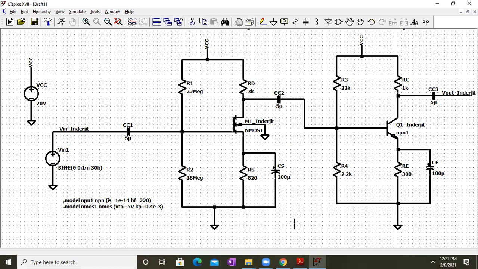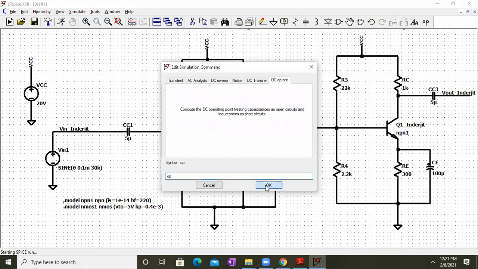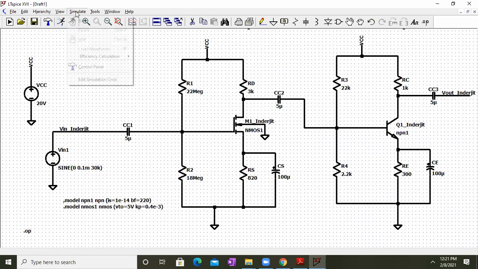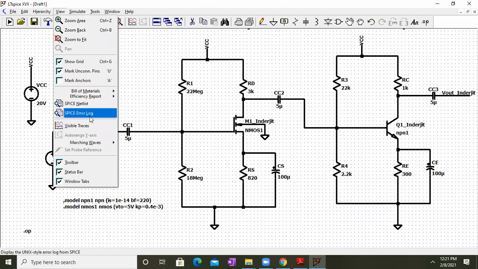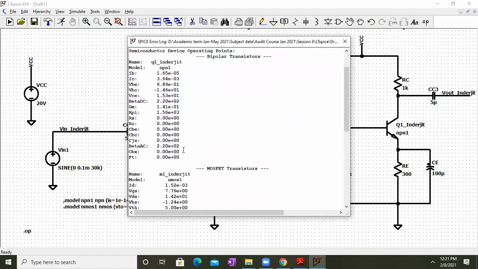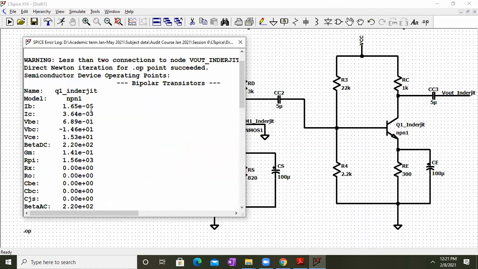For the DC analysis, what we will do is, we'll go to simulate, we'll click on run, and we'll click on dot operating point, we'll click on OK. So this will give us the operating point. It is not so clearly visible over here. So we'll close this, go to view, go to spice error log, and here you can see in detail we are getting the parameters. So let us verify these parameters one by one very carefully.